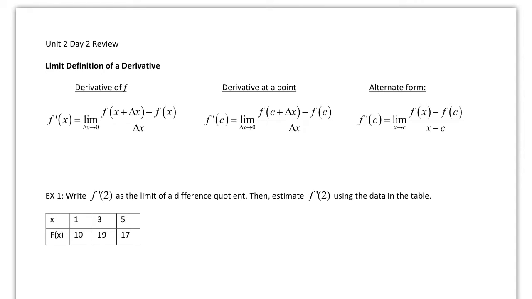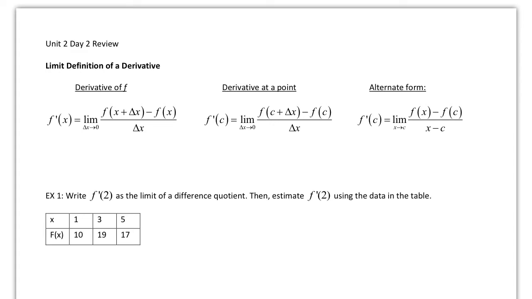Hi everyone. So today's video we're going to focus on the limit definition of a derivative and just kind of review that idea. We had three forms of this limit definition. The first one is just the regular derivative of f in general. So for any function, the derivative is the limit as delta x approaches 0. You take that function, you plug in x plus delta x, minus f of x, all of that over delta x as delta x approaches 0.